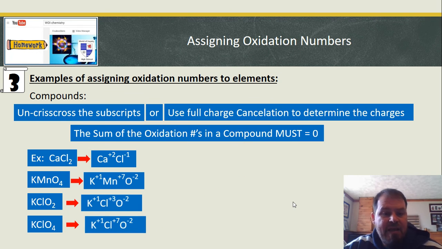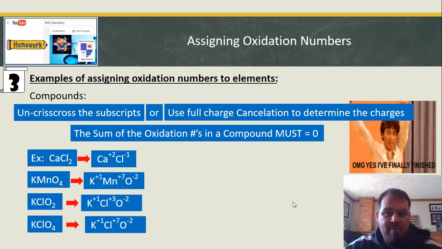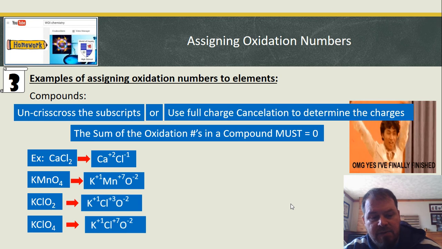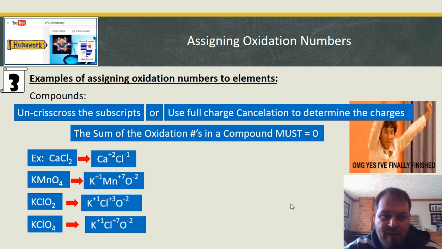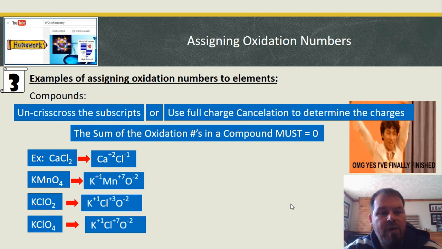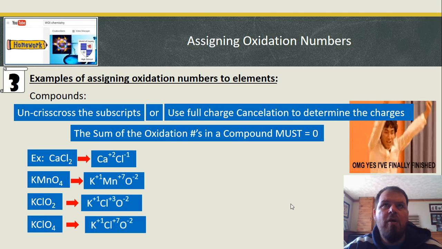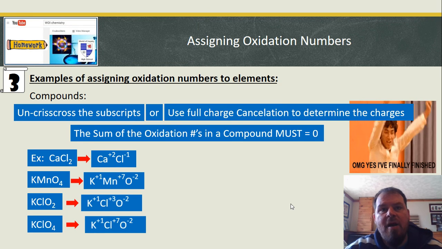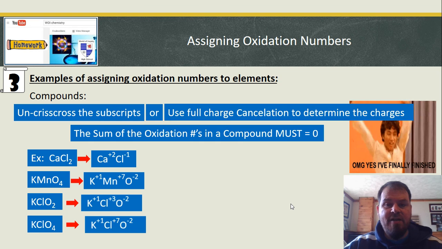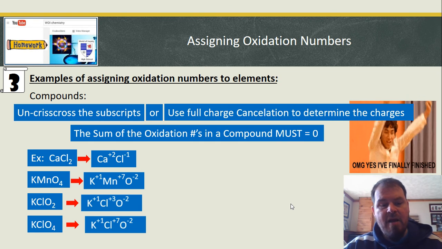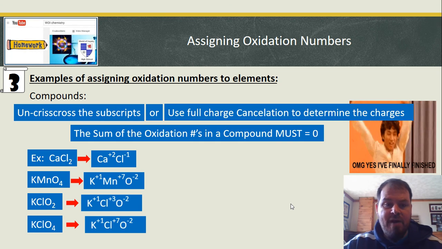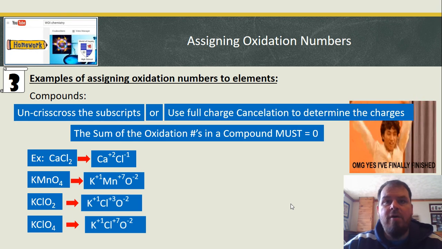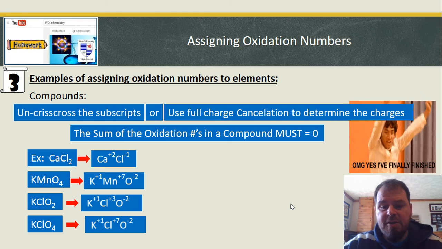So I think that now we can assign oxidation numbers. What you need to know is, of course, lone elements get 0 because they have the same number of electrons and protons. Within compounds, we need to uncrisscross or use the full charge cancellation method to determine what our oxidation states are. What I did not do for you is do a polyatomic ion. That'll happen in the POGL, and you'll see what's going on there. The only difference there is that instead of the charge equaling 0, the charge will actually equal -1 or -2 or +1, whatever the charge is on the ion.